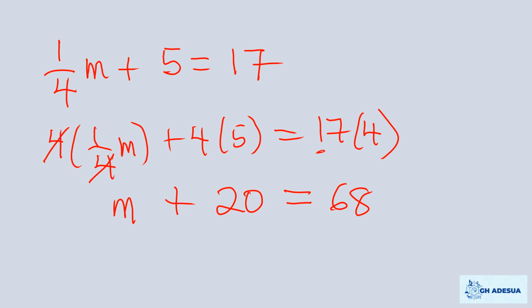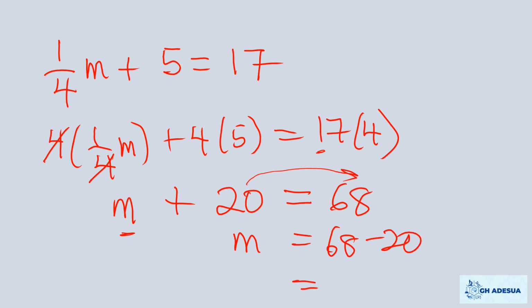Now, at this point, you would want to make m stand alone. So what do you do? You are going to move the 20 to that side. So you have m here, 68 minus 20, and 68 minus 20 is 48. So m is equal to 48. Okay, so that is the answer. Now I want you to try this.